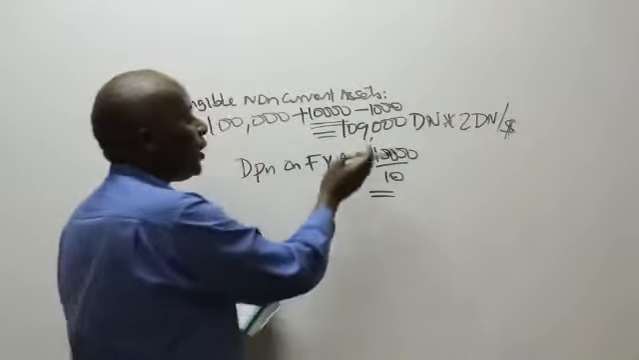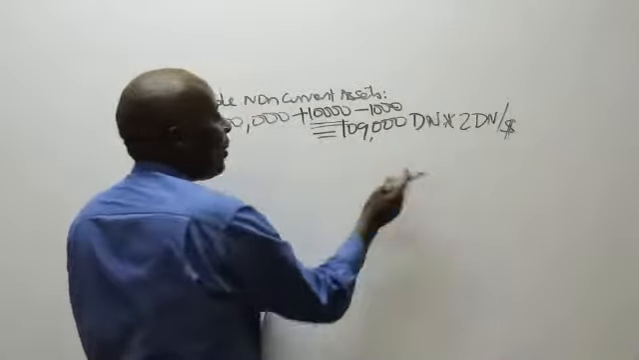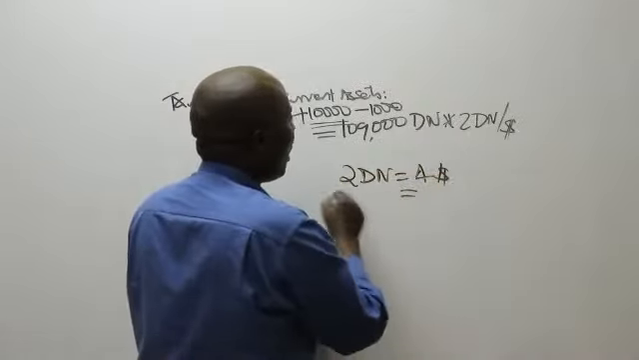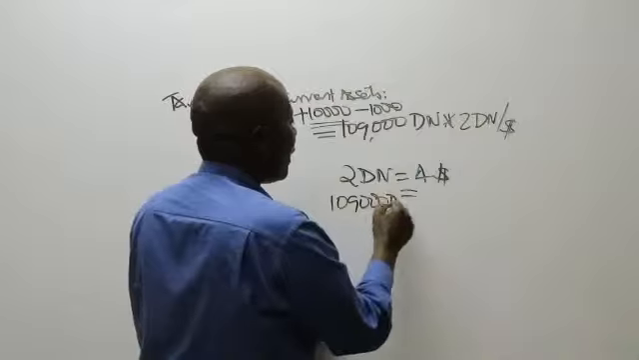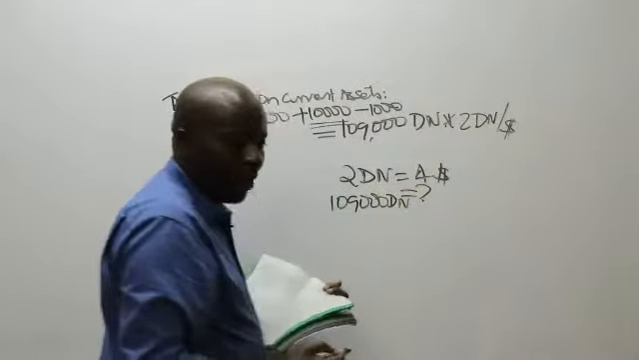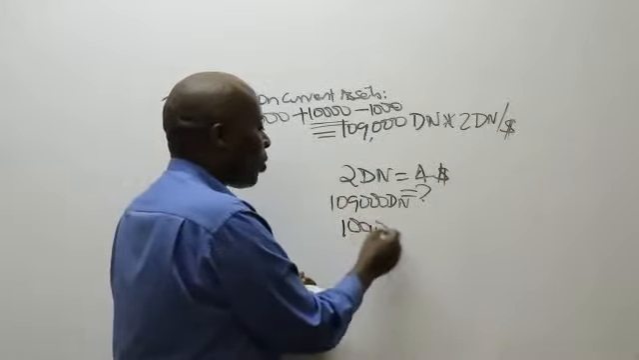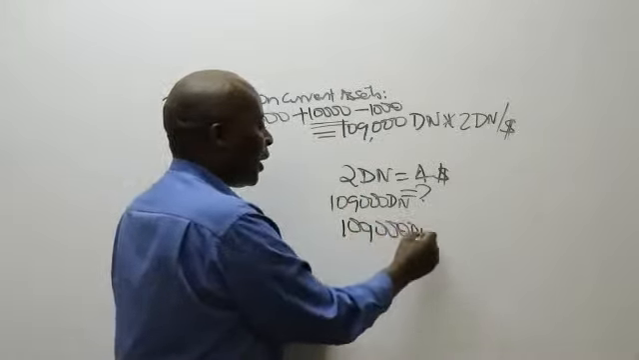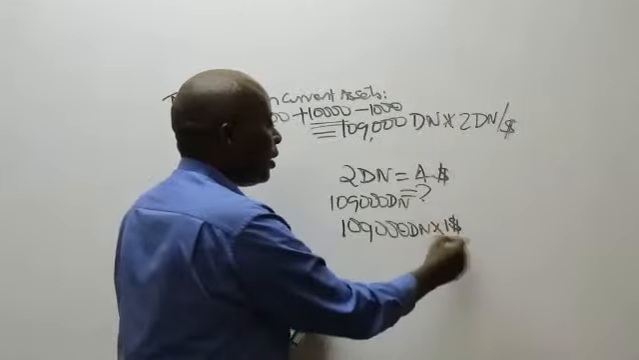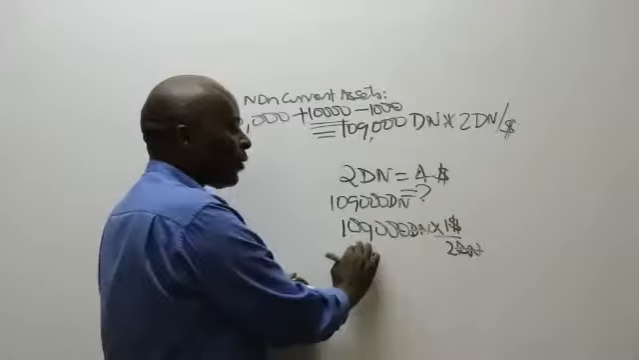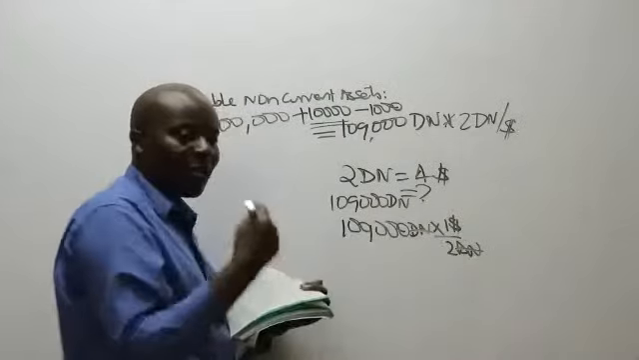Alternatively, you could do this in your mother tongue. First of all, say 2 dn equals $1. How about 109,000 dn? When you cross multiply, it will be 109,000 dn times $1 divided by 2 dn. So the dn will cancel out. You'll be left, ladies and gentlemen, with what here? Your reporting currency, which is the dollar.